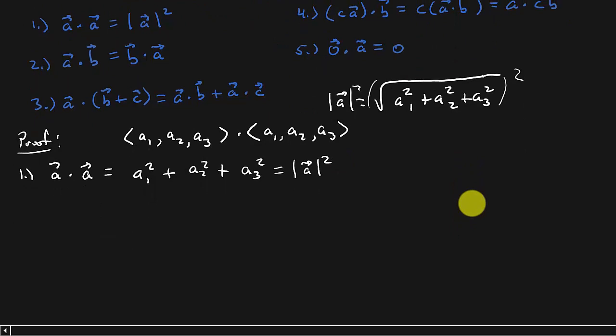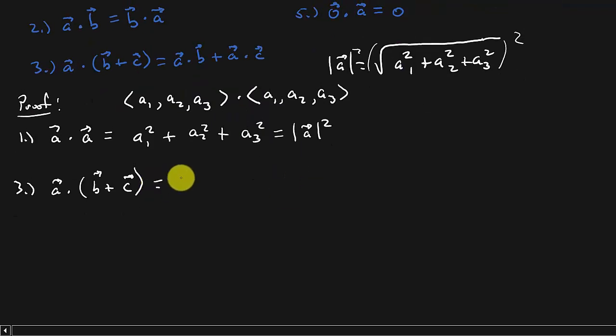And so now let's prove 3. This is the proof of the third one. I've got vector A dot the quantity vector B plus vector C, and I want to show that it equals vector A dot vector B plus vector A dot vector C. That's what I'm going to show. So let's write this out. Vector A is A1, A2.